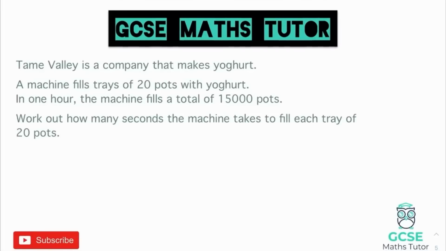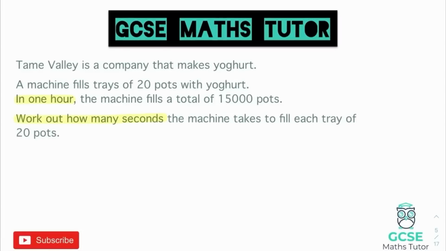Okay, so this question here, it says Tame Valley is a company that makes yogurt. A machine fills 20 pots with yogurt, and in 1 hour it fills a total of 15,000 pots. Work out how many seconds the machine takes to fill a tray of 20 pots. So in this question here, we've got one piece of information that is mentioning hours and one that's mentioning seconds. We've got in 1 hour it fills 15,000, but it wants us to work out how many seconds it takes to fill one of these trays. So we've got a little bit of time conversions going on.